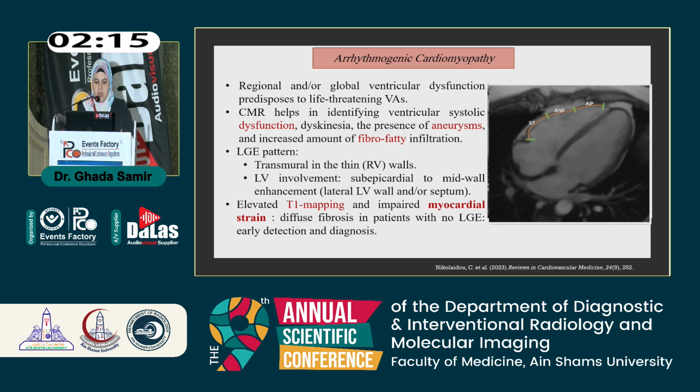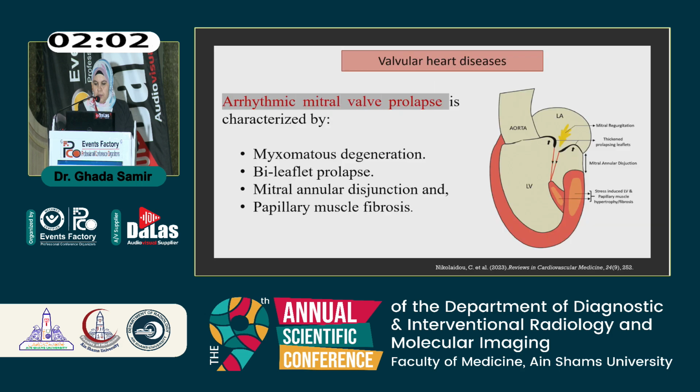And also T1 mapping elevation and the impairment of the myocardial strain can detect early diffuse fibrosis in patients with no LGE, and this also predicts the early detection of arrhythmogenic cardiomyopathy.